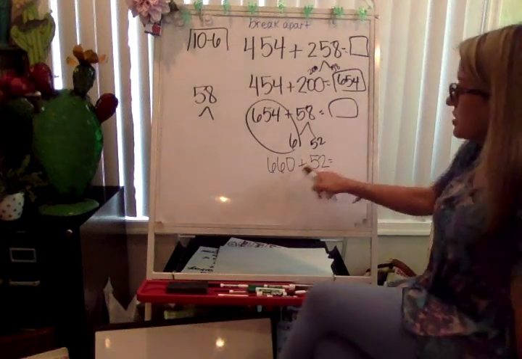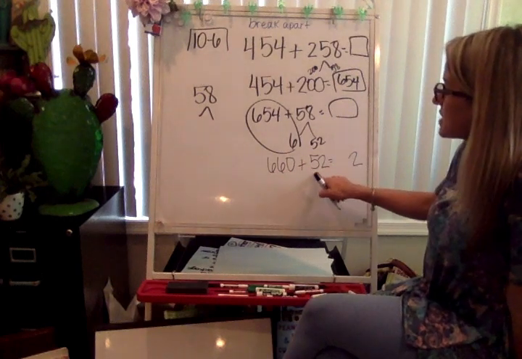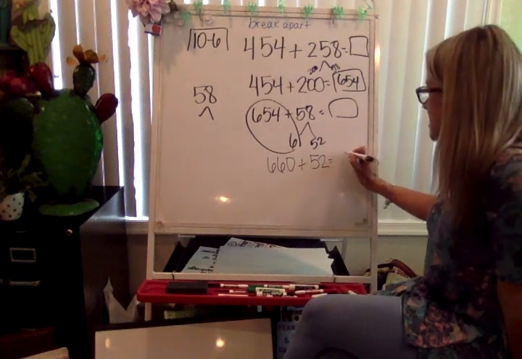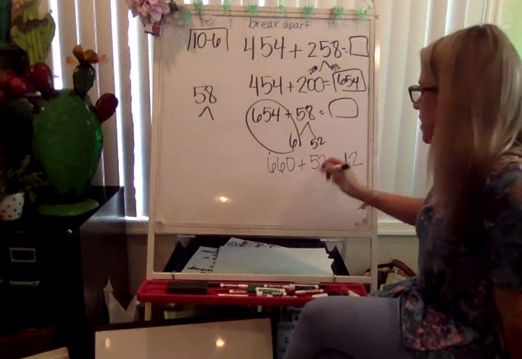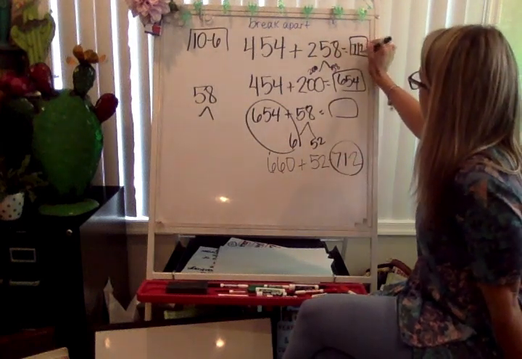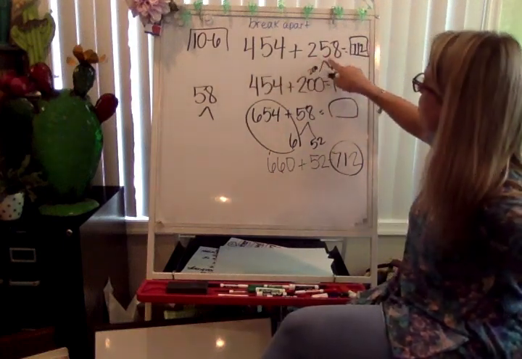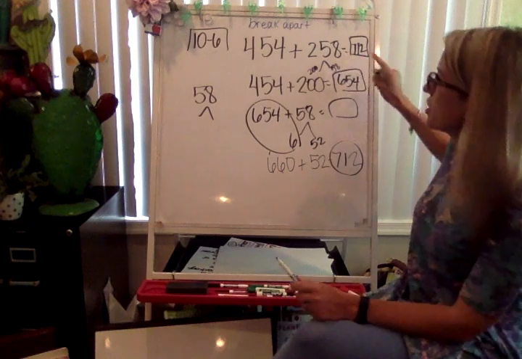2 in the ones plus, 0 plus 2 is 2. 6 tens plus 5 tens is 11 tens. So I have to carry a 1 up here. So this sum should be 712. So 454 plus 258 equals 712.